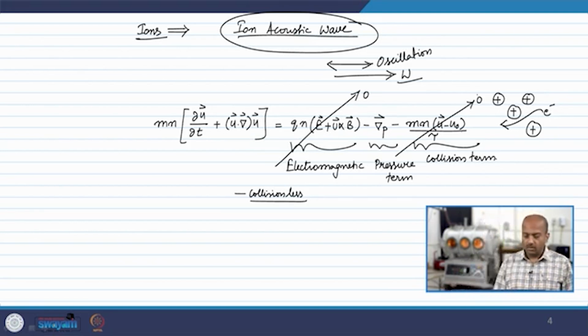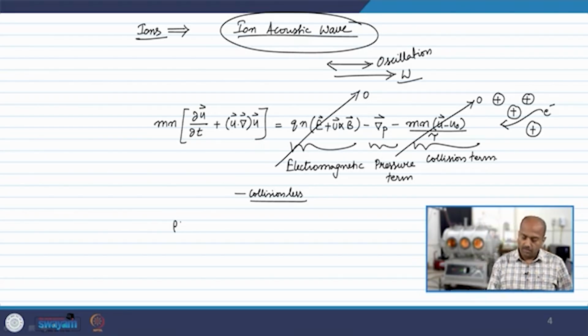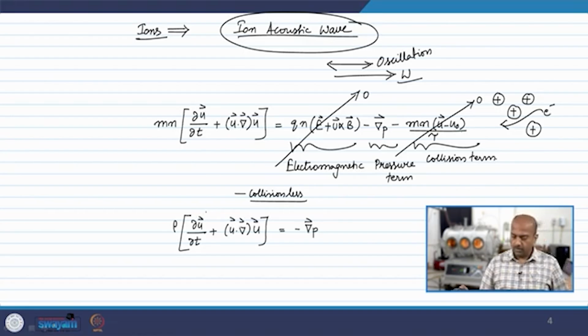Now, let us see the consequences of having a momentum equation which has only the pressure variations on the right hand side. Let m be the mass of the particle and n the number of particles per unit volume, so mn becomes simply the density, mass by volume. Then ρ (∂u/∂t + u·∇u) = −∇p.